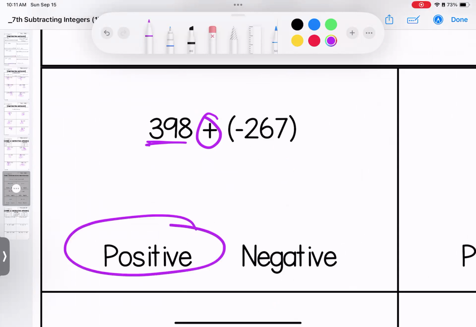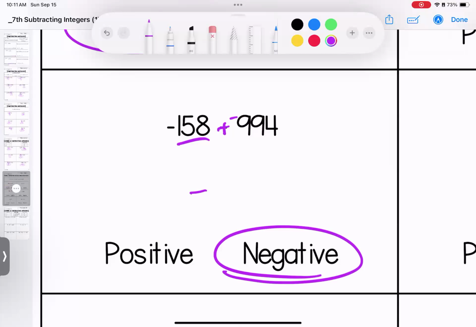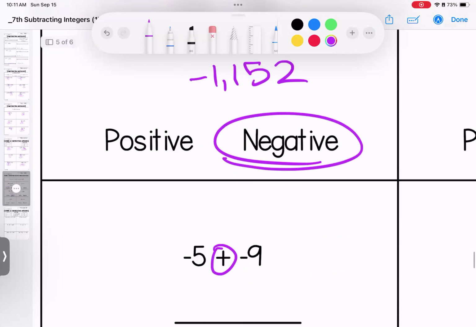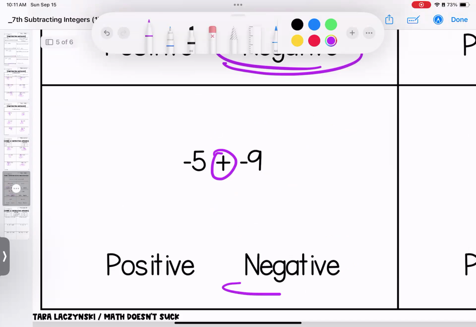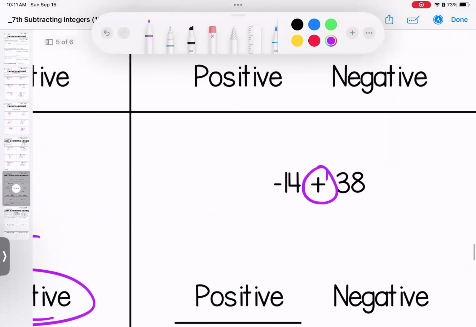Bigger number is positive, so my answer is positive. If you solved it, positive 131. Same signs, growing in their negativity. If you solved it, negative 1,152. Same sign, growing in their negativity. If you solved it, negative 14.